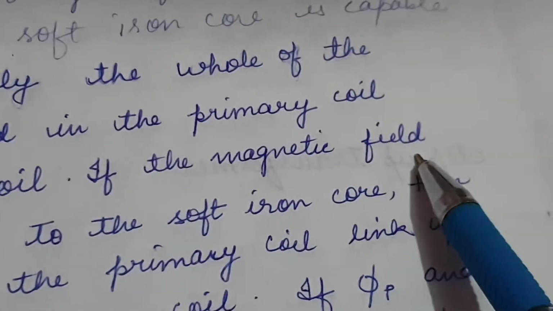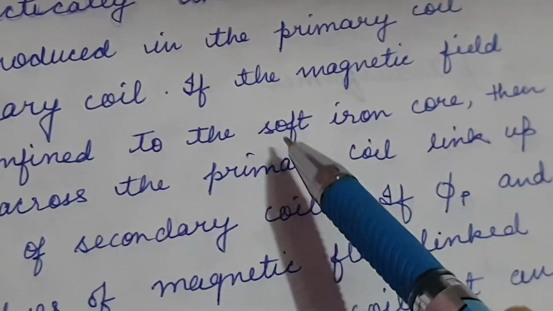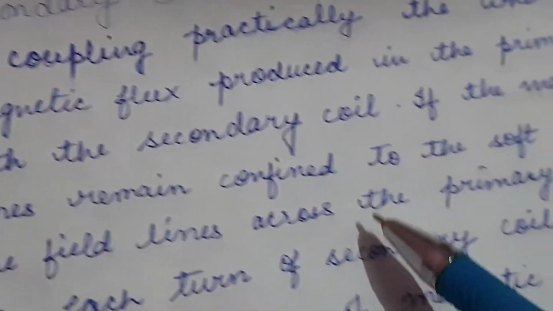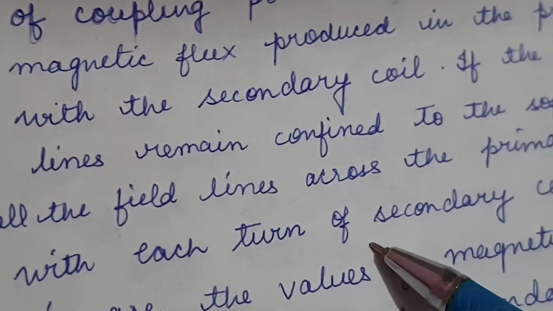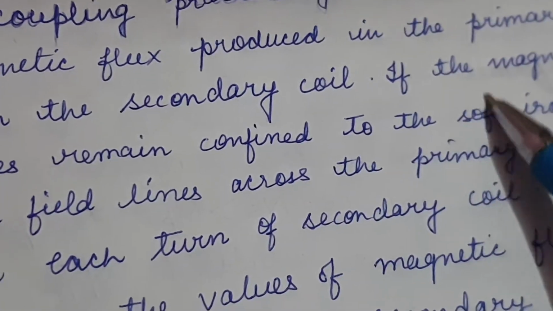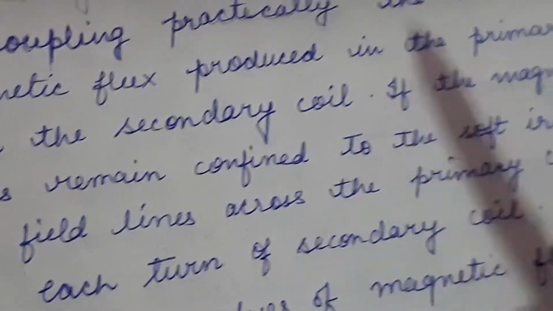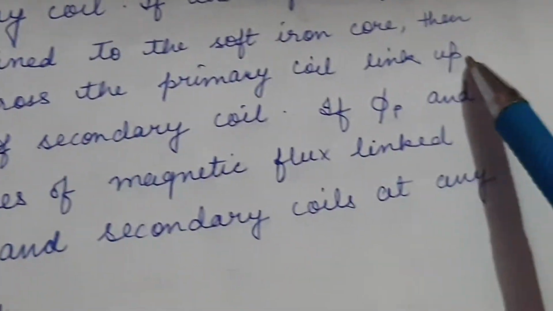Now, if the magnetic field lines remain confined to the soft iron core, then all the field lines across the primary coil link up with each turn of the secondary coil. That means the whole magnetic field lines across the primary coil are linked up with the secondary coil.